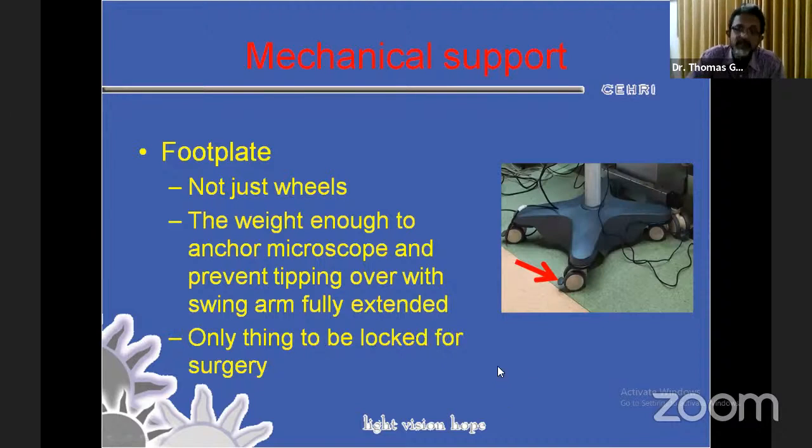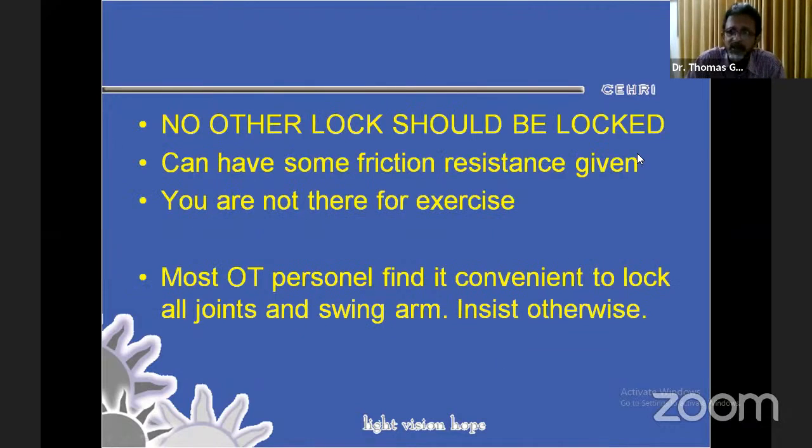And this, by the way, is the only thing that should be locked fully during surgery. No other parts of the microscope should be locked, and one can have some friction resistance given by those turning knobs, the essentially screws that add friction to the movement, so that you have a certain amount of non-jerky movement, but it should never be locked. You're not there for exercise, you go to the gym for that. Most OT personnel would find it convenient to lock all joints and swing arm for their convenience. Please insist otherwise, because you need the movement while you're doing the surgery.